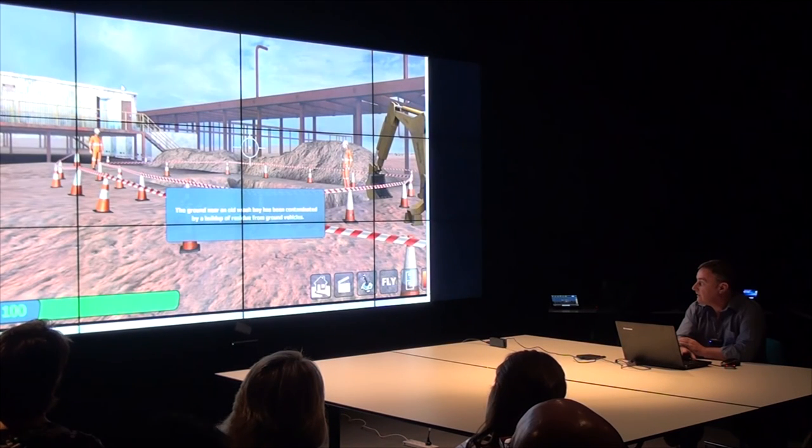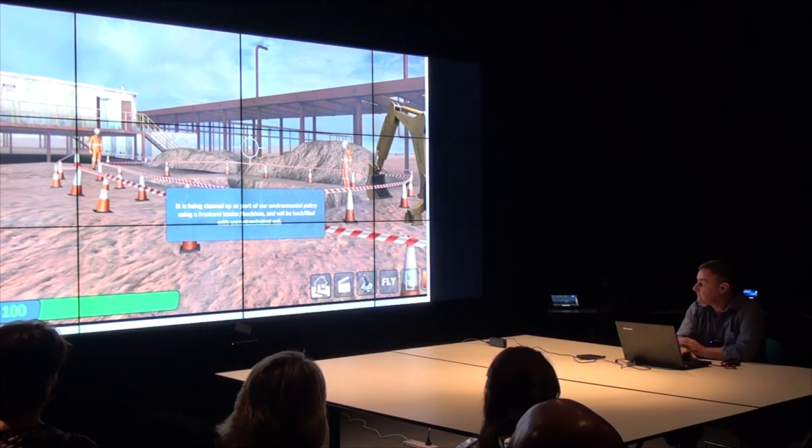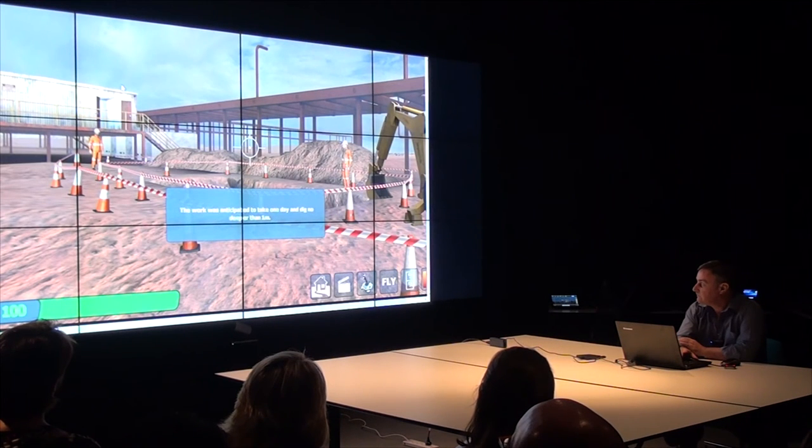The ground near an old wash bay has been contaminated by a buildup of residue from ground vehicles. It is being cleaned up as part of our environmental policy using a front-end loader or backhoe, and will be backfilled with uncontaminated soil. The work was anticipated to take one day and dig no deeper than 1 meter.